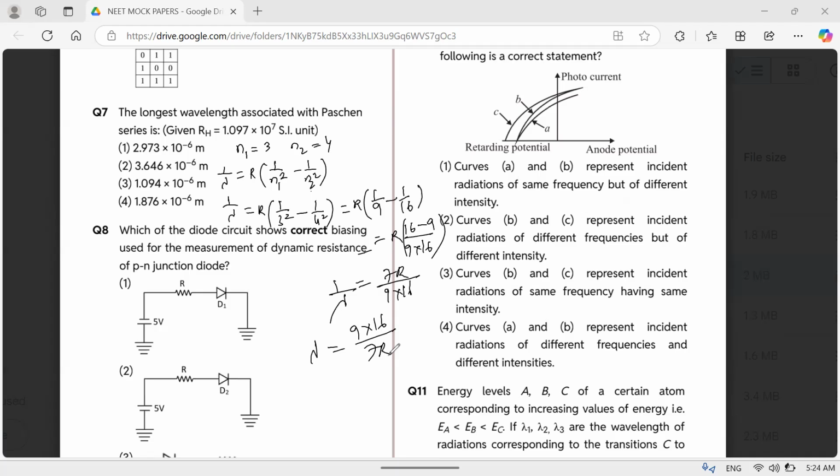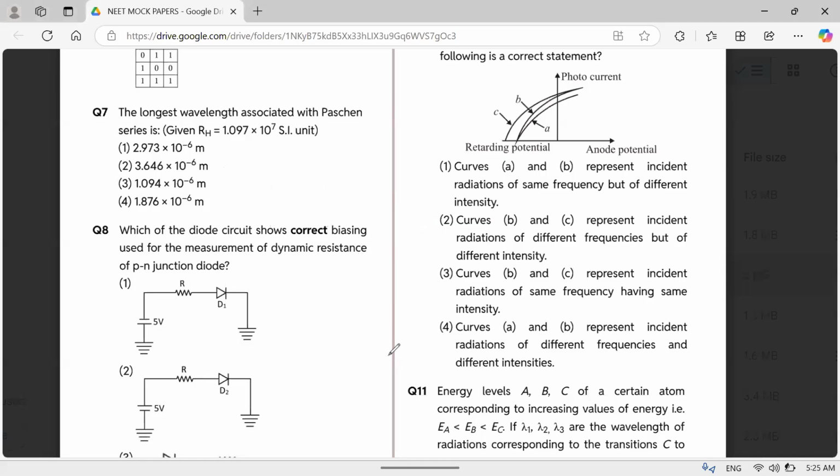Isn't it? 1 by R value, I already told you. 1 by R value is how much, beta? Anyone? 1 by R value is how much? 912 angstroms.